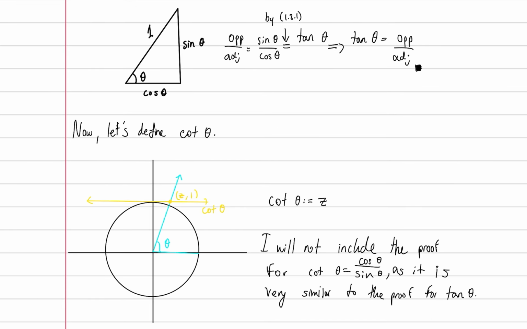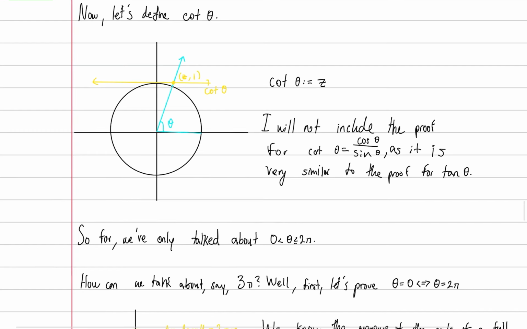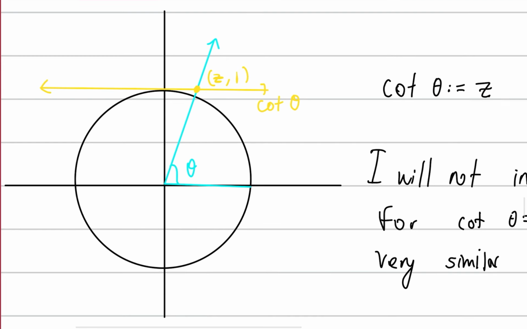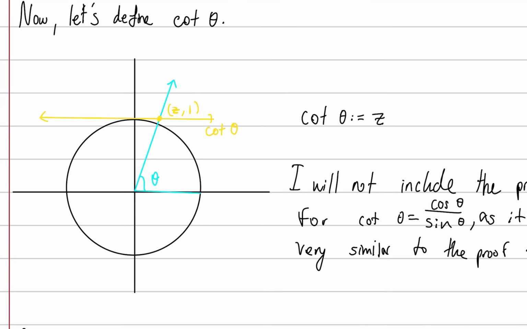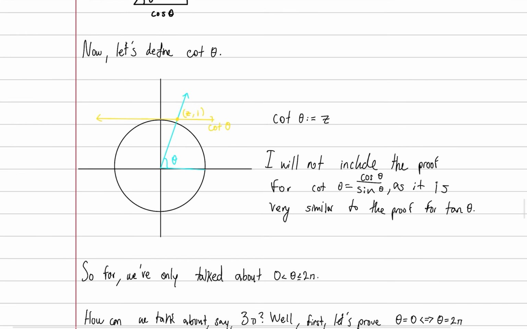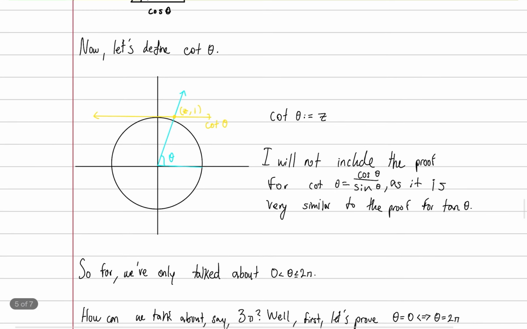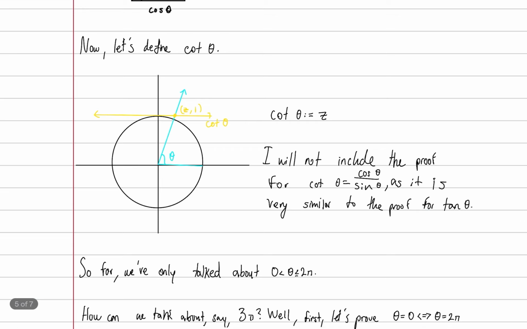And we're going to define cotangent as well. Just as the tangent axis passes through 1, 0, the cotangent axis passes through 0, 1, with the same exact type of construction. This time the cotangent of the angle is just the x-coordinate of that intersection. I'm not going to include the proof that cotangent is cosine over sine because it's very similar to the proof for tangent, so you should be able to do it yourself as an exercise.